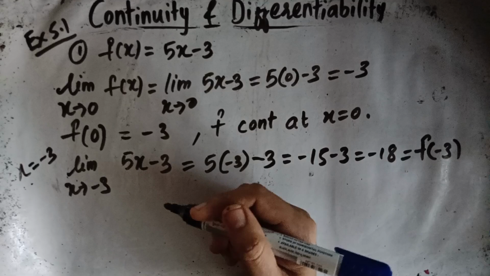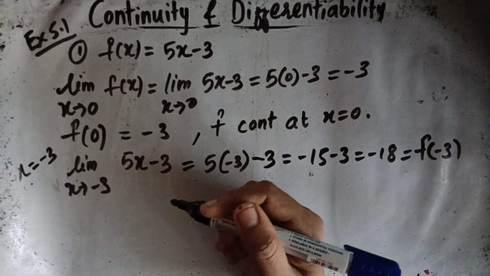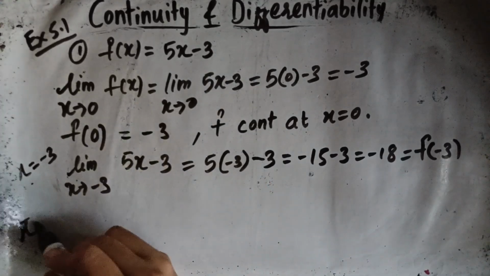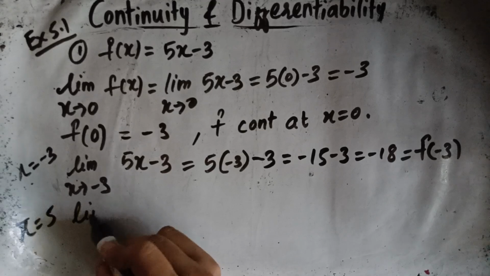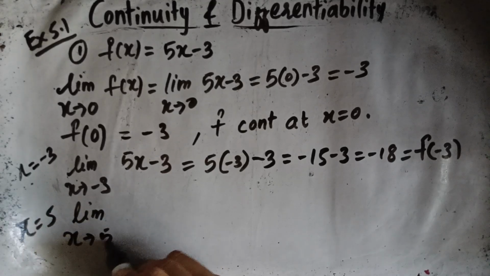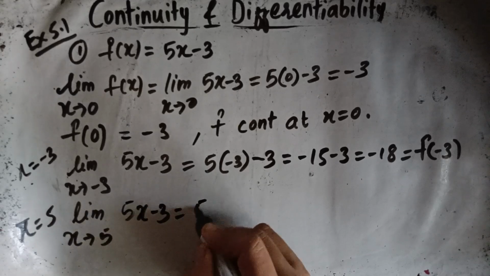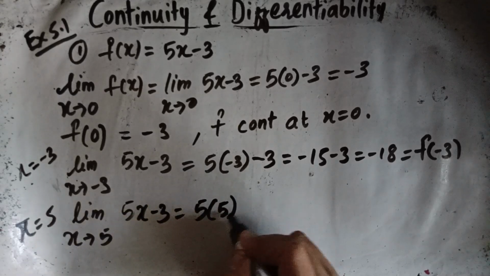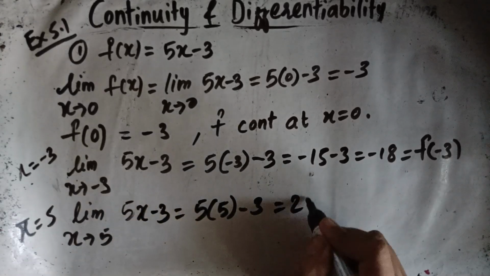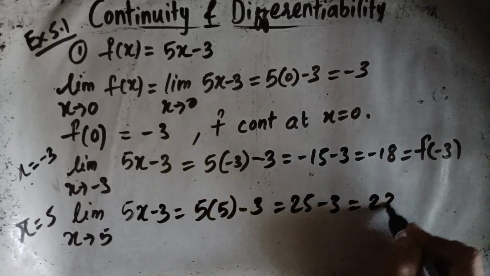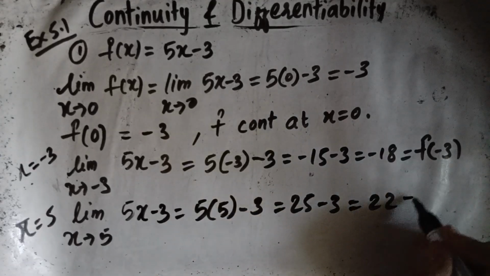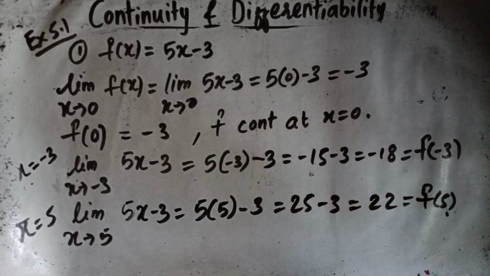What about the third condition, that is x equal to 5? So limit as x tends to 5, 5 into 5, 25 minus 3, which is 22, which is the same as f of 5. So here also it is continuous. So at all 3 points the function is continuous.